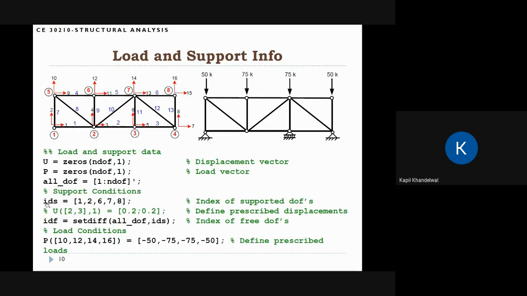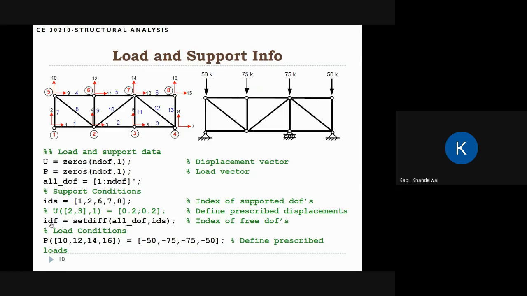And then I defined a variable. I call it IDS. So it's an index of supported degrees of freedom. So in this case, this variable has to be initialized. For example, in this case, the supported degrees of freedom are all the degrees of freedom at node 1 are supported. So 1 and 2 are supported. And the other degree of freedom that is supported is 6, because 6 is supported here. And then 7 and 8 are supported. So IDS is actually 1, 2, 6, 7, 8. So 1, 2, 6, 7, 8 is the index of supported degrees of freedom.